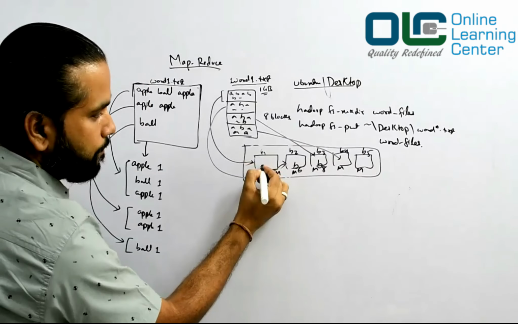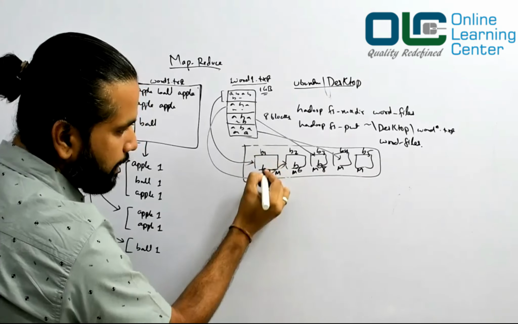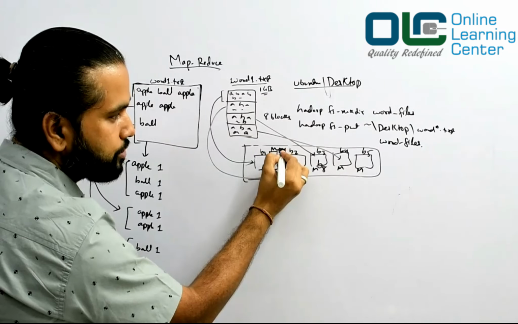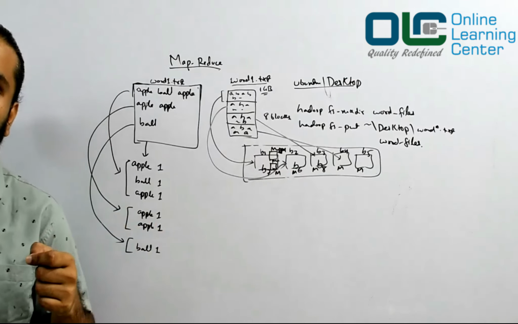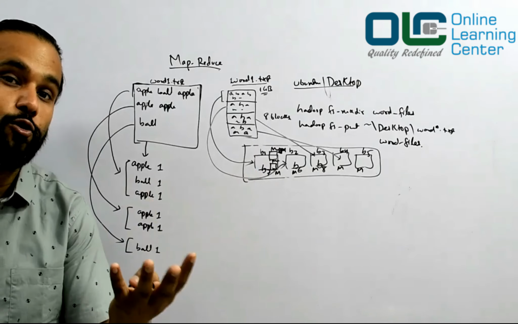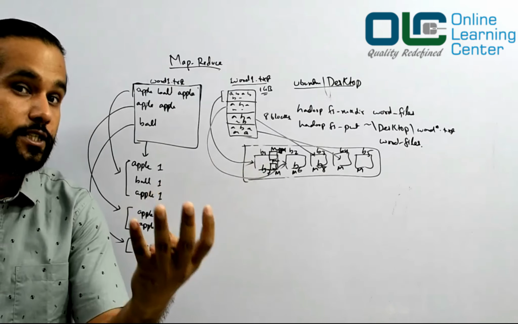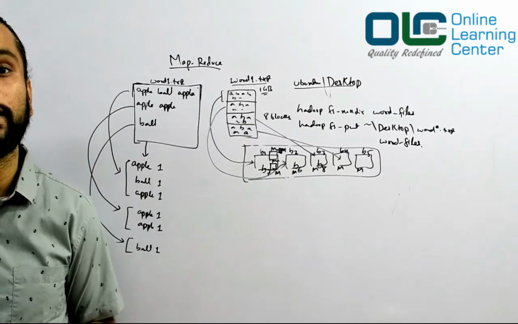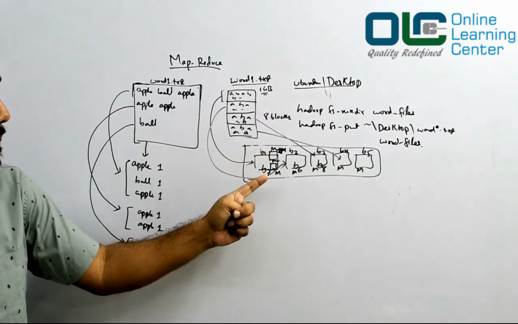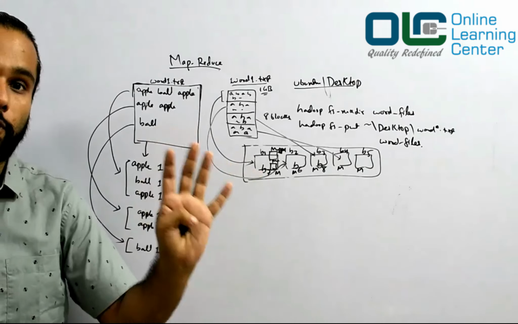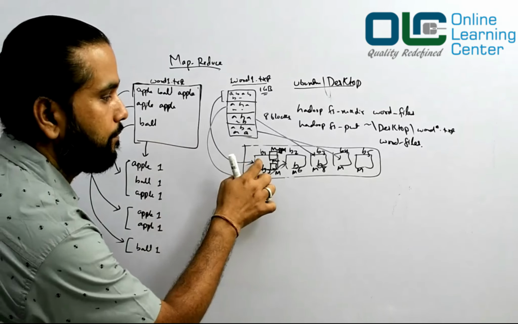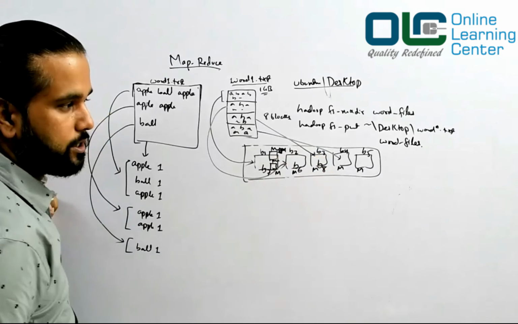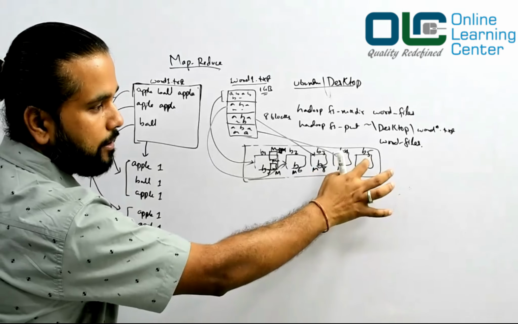In this case, I have 2 blocks, B1 and B7. So 2 mapper objects would be used, and both of them would start working in parallel. Why? This machine has probably 8 cores and 16 gigs of memory, and it will not process one by one. It will try to process them as parallel as possible. So B1 and B7 would be processed together on this machine. Similarly, B2 and B6 would be processed on this machine, B3 and B8 on this machine, B4 on this machine, and B5 on this machine.